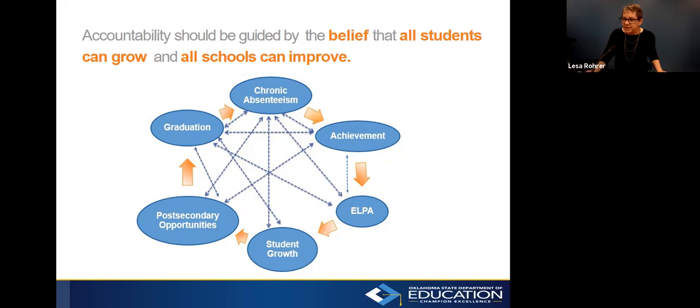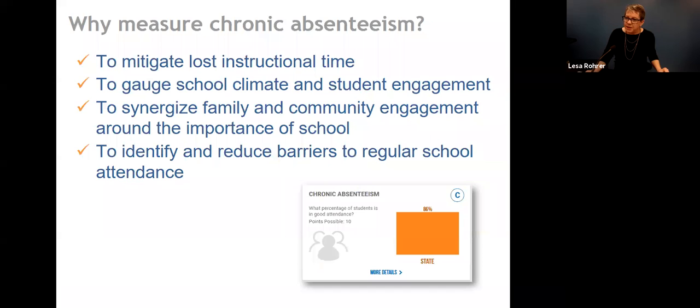Now we're going to look at each of these indicators, and we're going to ask that question, why are we measuring this? What are we measuring? And what can we do with those measurements? Since chronic absenteeism sits at the top, let's start there. Why do we measure chronic absenteeism?